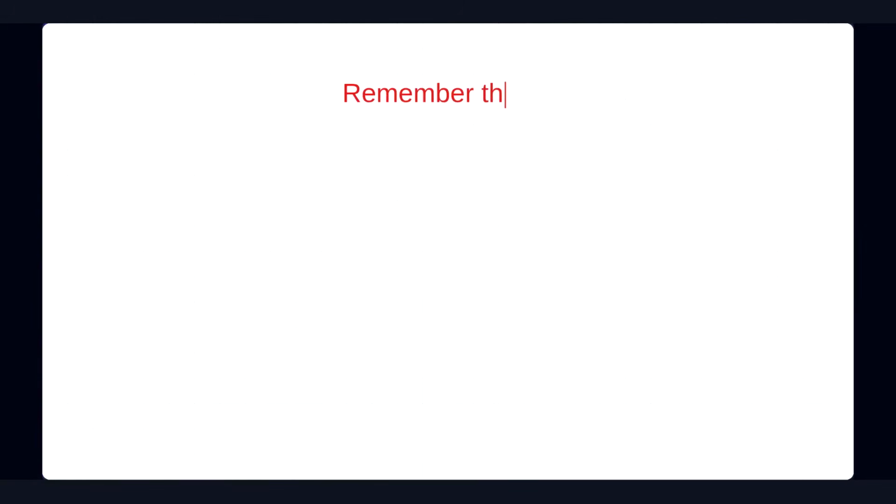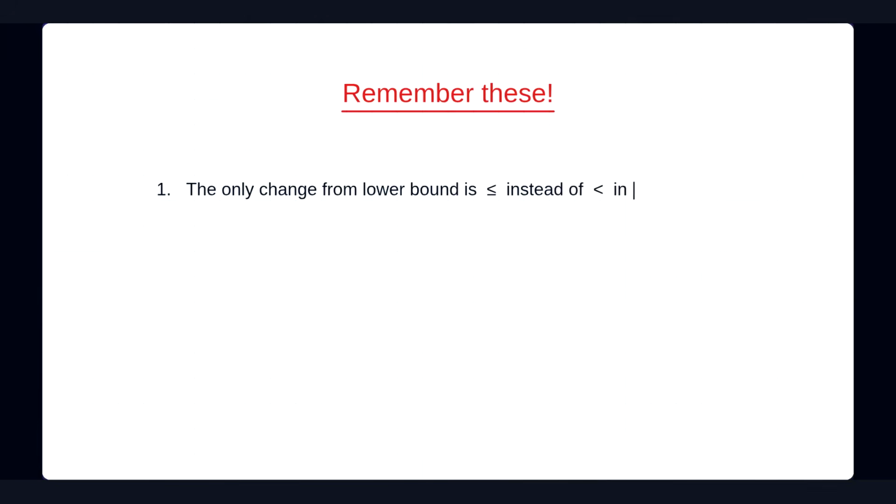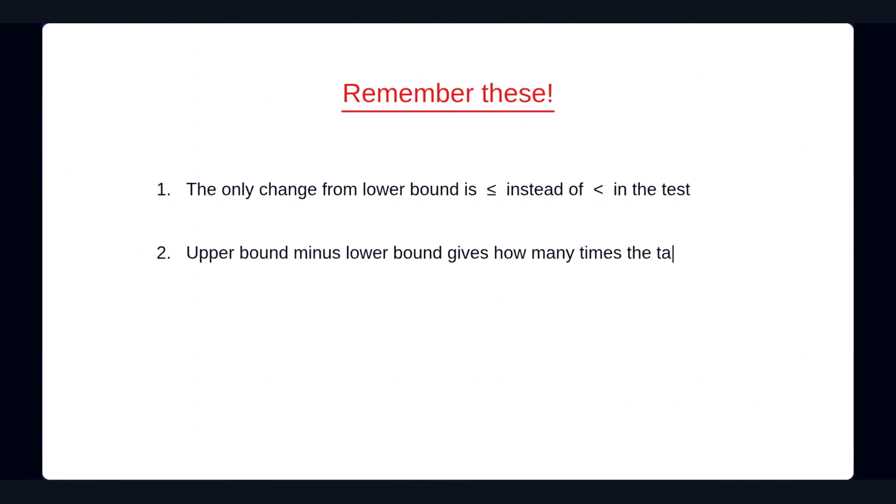Three things to remember. First, upper bound is exactly lower bound with a less than or equal test instead of a strict less than. Second, upper bound minus lower bound is a lovely trick. It counts how many times the target appears. Third, if the target is the biggest value, upper bound returns the array length, meaning nothing is larger.